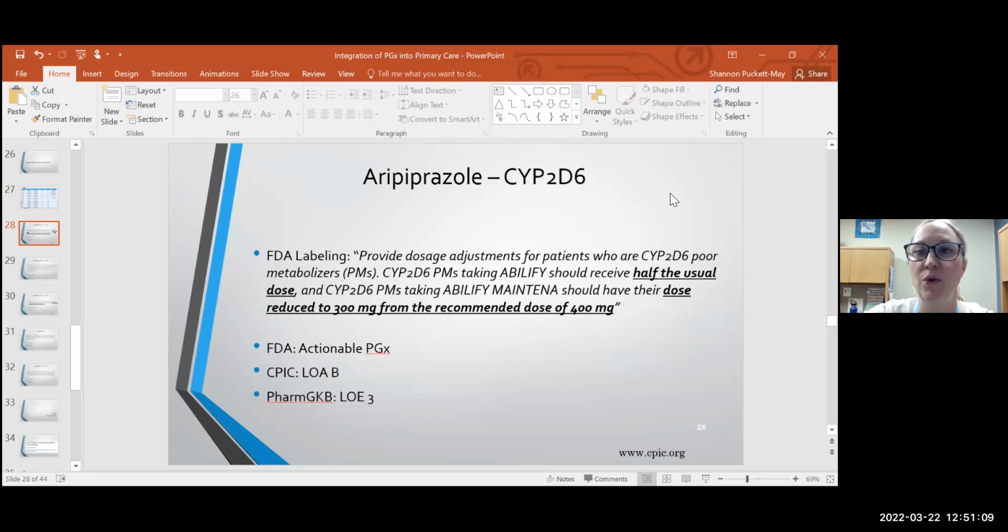So if you're going to start Abilify and the patient's CYP2D6 status is poor metabolizer, they should receive half the starting dose and titrate to half the usual dose. So usually we start low and get them up to maybe 10 milligrams a day. And then for Abilify Maintena, the dose should be reduced to 300 milligrams from the recommended 400 milligrams. So it's only actionable if they're poor metabolizer status.